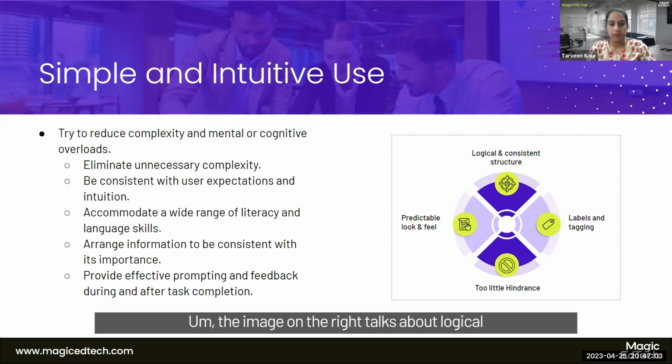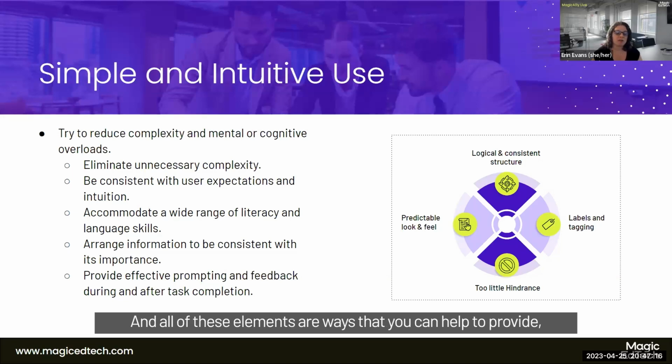The image on the right talks about logical and consistent structure, correct labels and tagging, making sure that there's not a lot of hindrance or things that are in the beginning, and a predictable look and feel. And all of these elements are ways that you can help to provide a good, simple way for users to not have to be confused by what's happening so that they can get through the work that's being done.